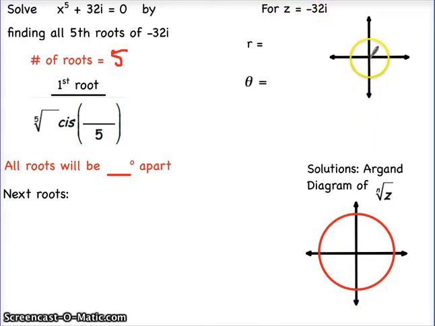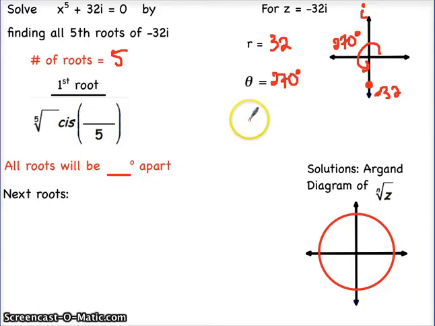Second thing we want to do is take a look at z equals negative 32i. If we imagine that on a complex plane, we can just drop straight down negative 32 units on the i-axis, which means that r is going to be equal to 32 units, and theta is going to be equal to 270 degrees. Or we could say 3 pi over 2 radians.